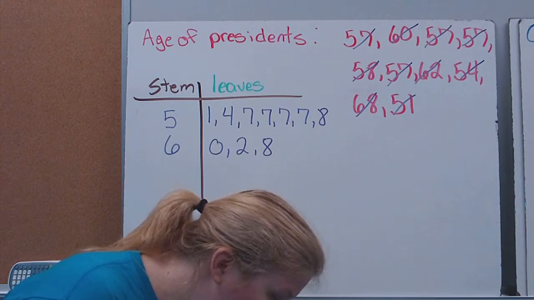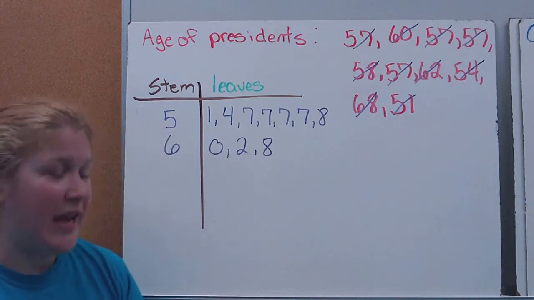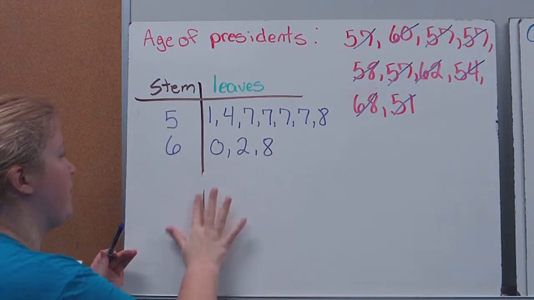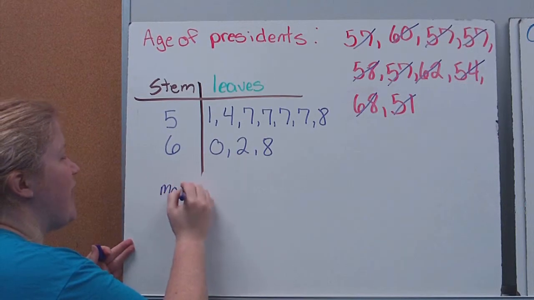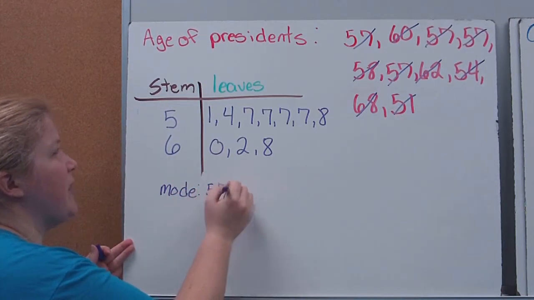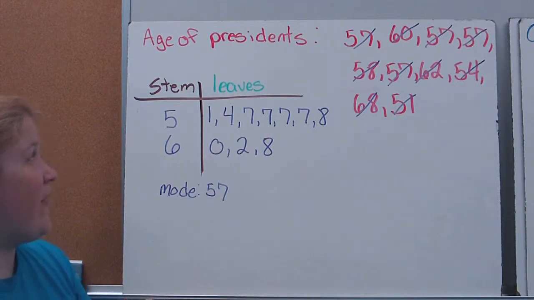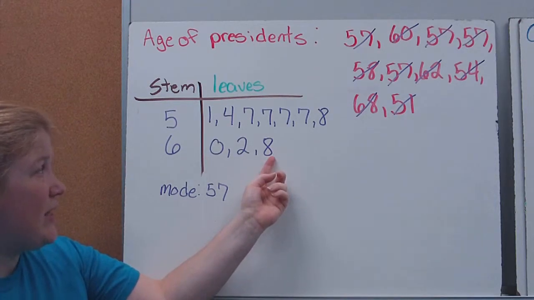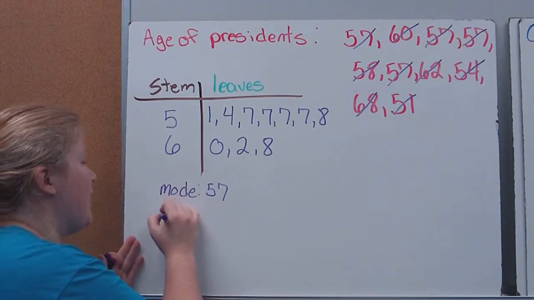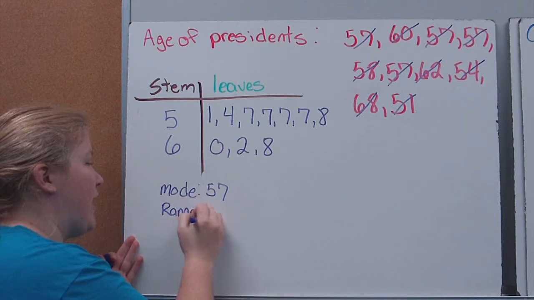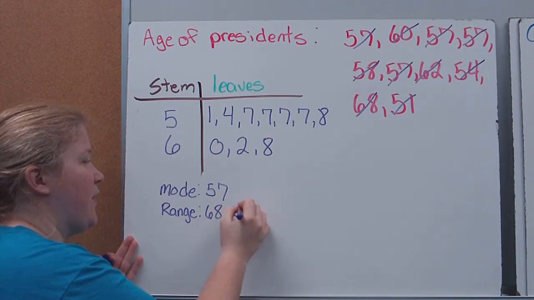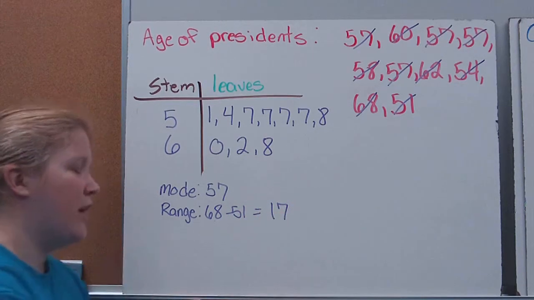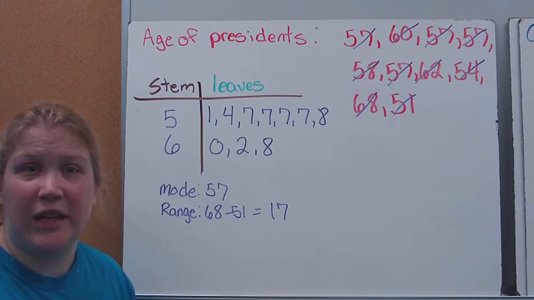All right. So what are the range and the mode of the data? Well, we already said that the mode, this marker is dying, the mode was 57 because I was looking for what number showed up the most. Right away I could see I had 4 7s with a stem of 5, so 57 is my mode. The range, we want to look for our biggest, 68, minus our smallest, 51. So the range of our data, 68 minus 51, so our range is 17. Their ages span over 17 years, our first 10 presidents.